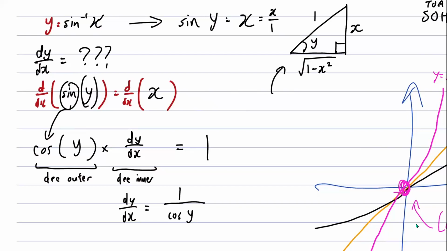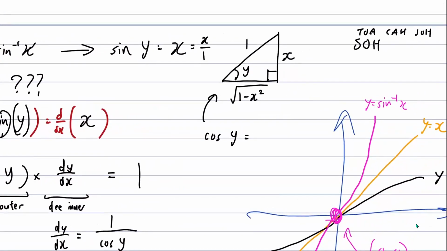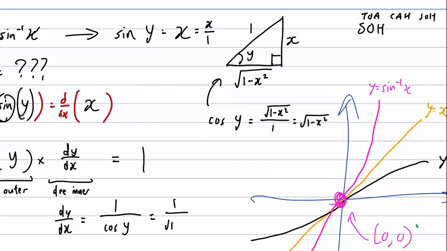So let's take a look at this triangle. What do you think is cosine y? Cosine y is CAH, adjacent over hypotenuse. So just square root of 1 minus x squared over 1, which is just square root of 1 minus x squared. Good. Then from there, you can rewrite this as 1 over square root of 1 minus x squared. Ta-da! This is our formula for the derivative of sine inverse.